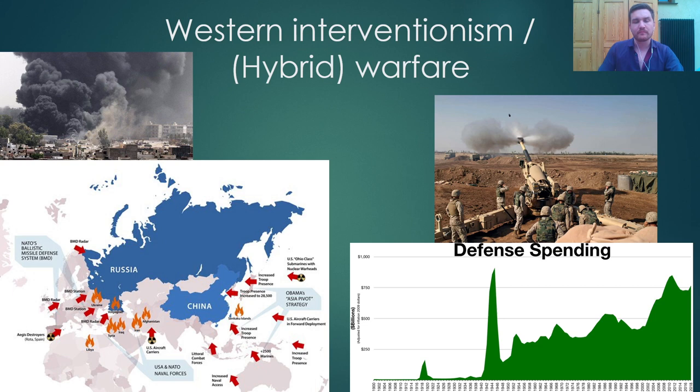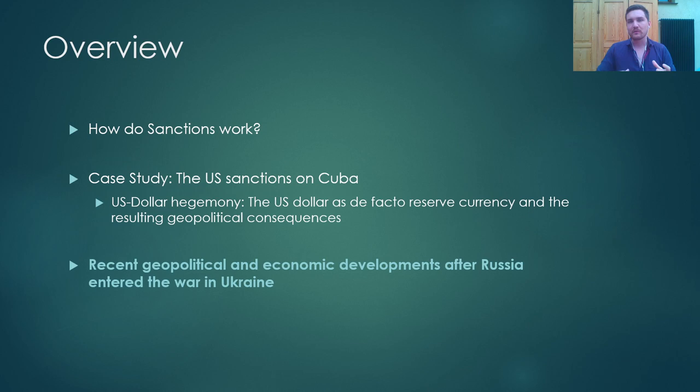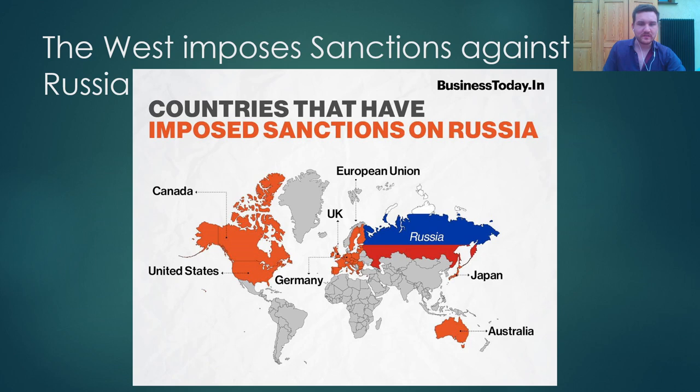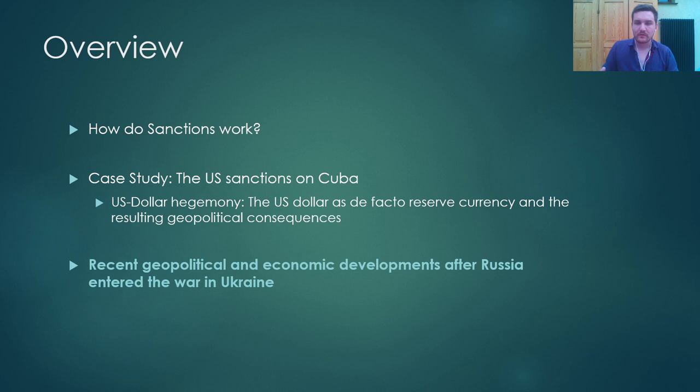Okay, so now that we understand how sanctions work and how the West is losing its grip on the global South and how the East is rising, we will talk about the recent geopolitical and economic developments after Russia entered the war in Ukraine. Okay, so first of all, just for the record, the war started in 2014, and the Donbas has been constantly attacked by Ukraine. You know, 13,000 people died in the Donbas in the last 8 years. And last month, Russia also joined the war in Ukraine.